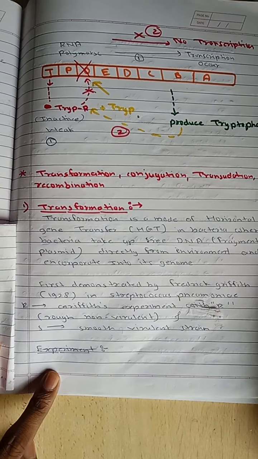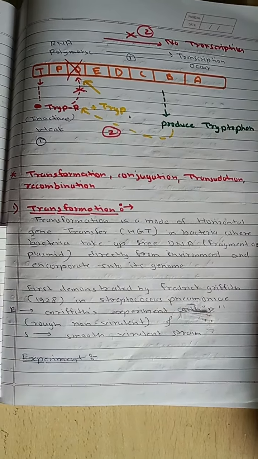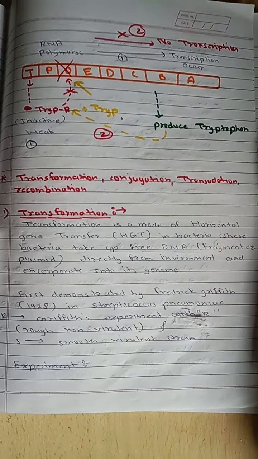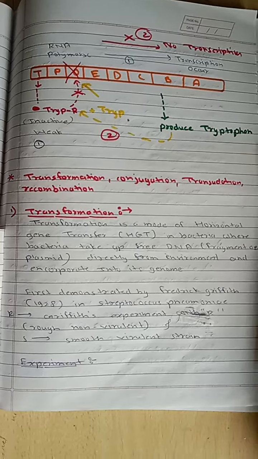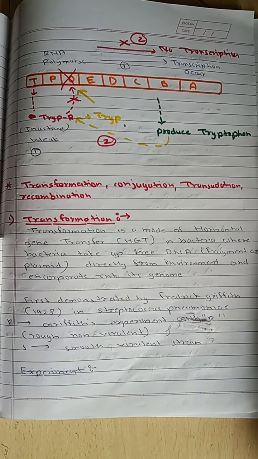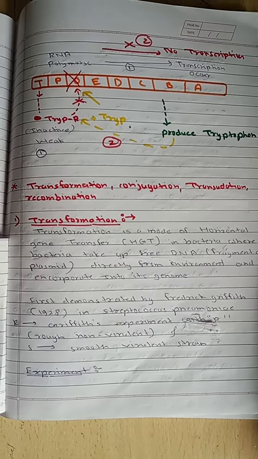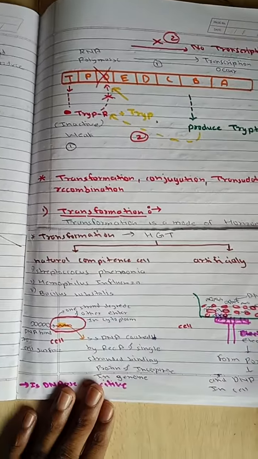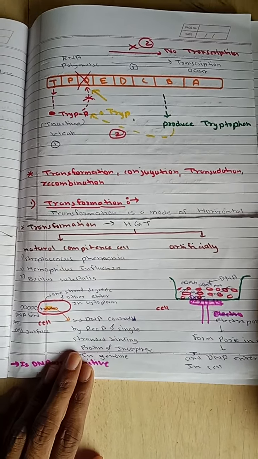Let's discuss the transformation method in bacteria, where the bacteria take a gene from the environment. This method comes under horizontal gene transfer. It was first discovered by the scientist Griffith in 1928 in the bacterial species Streptococcus pneumoniae. Transformation occurs in bacteria both naturally and artificially.